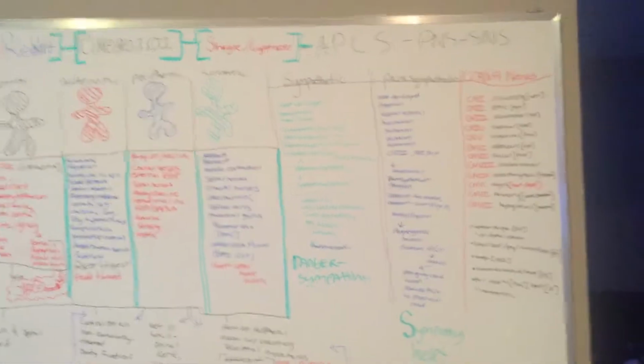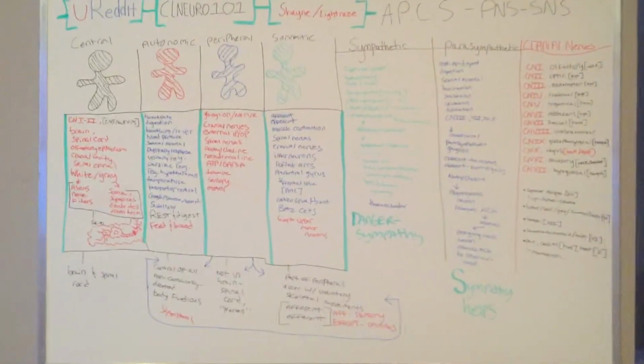So that concludes our brief introduction to the different types of nervous systems, and I hope you had just as much fun as I did.